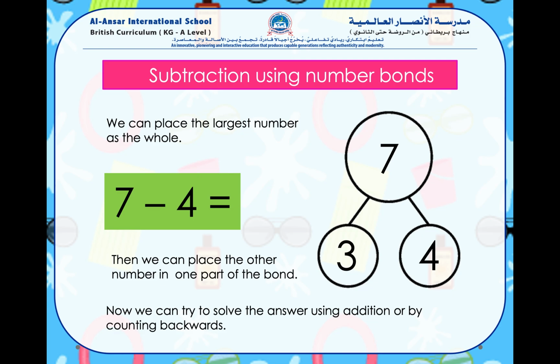You can also try to solve the answer by counting backwards. So 7, 6, 5, 4, 3. And there we have it. We have 7 minus 4 equals 3.